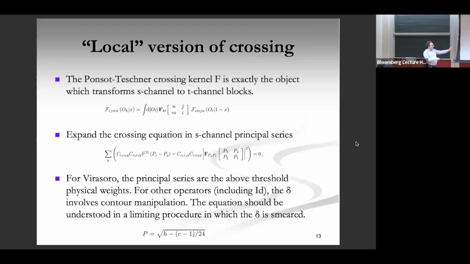But to write this equation, this means the crossing kernel is defined by Ponsot and Teschner, analytically continued sometimes to below threshold weights. That's just a continuation of the function. This is a more subtle analytic continuation. But also, we should understand this equation as some limiting procedure where this delta function is smeared, and then we can take a limit at the end where we would get an exact delta function, because this thing is going to be squared and put into our potential.